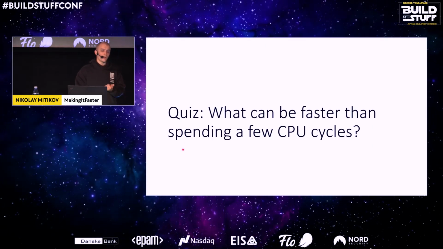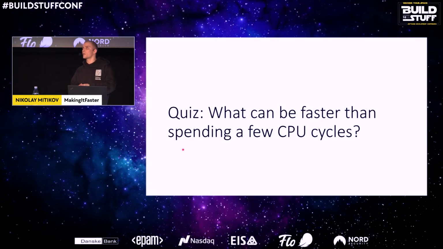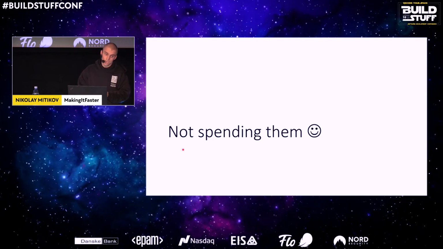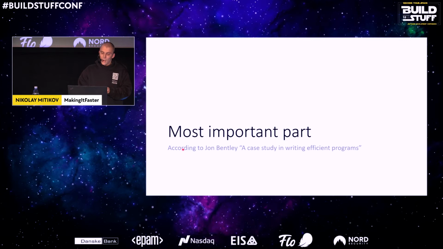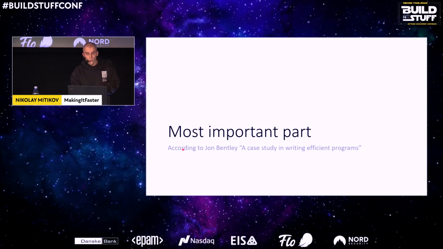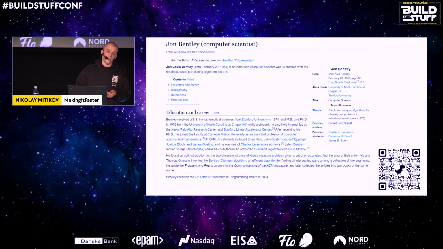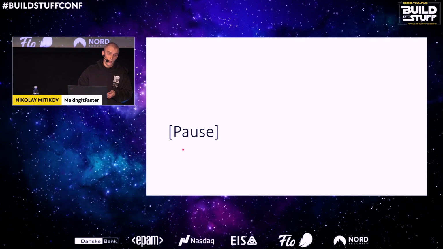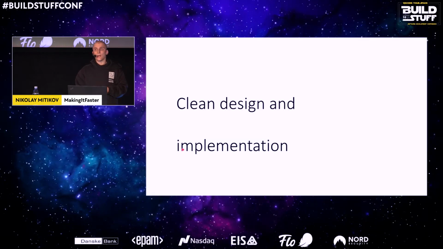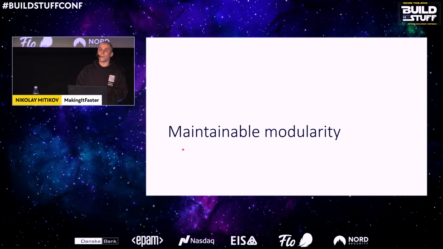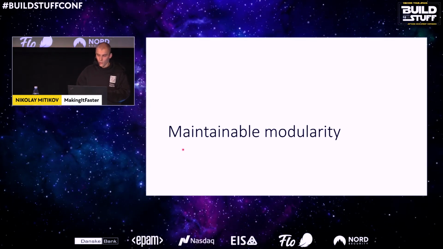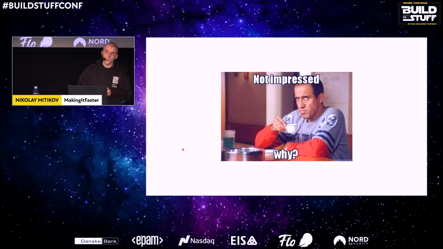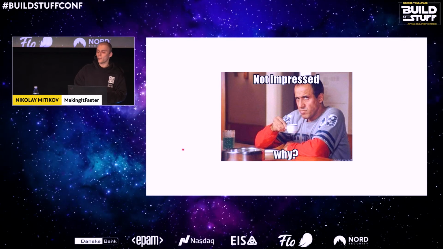Next one. What can be faster than spending a few CPU cycles? We saw that a CPU cycle is considered to be one of the fastest. Actually, not spending, right? But the most important part, according to Jon Bentley, the computer scientist, would be clean design and implementation and maintainable modularity. You might have expected a golden bullet, some sort of performance trick to highlight, and I sense you might be not impressed. I could try to explain this point.